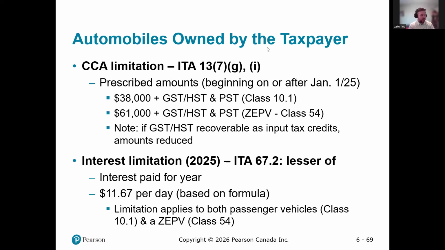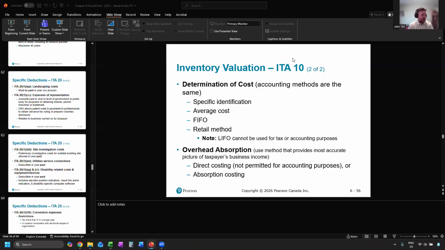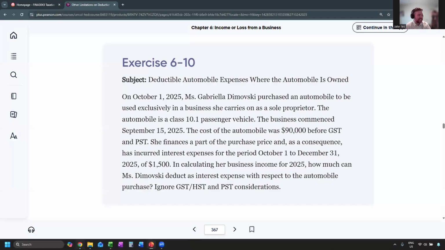Yeah, so let's go right to the exercise for owned automobiles, because that's the simple one. On October 1st, Ms. Gabriela Domofsky purchased an automobile to be used exclusively in a business she carries on as a sole proprietor. The automobile is class 10.1. Business commenced September 15th. The cost of the automobile was $90,000. We're going to ignore sales tax.